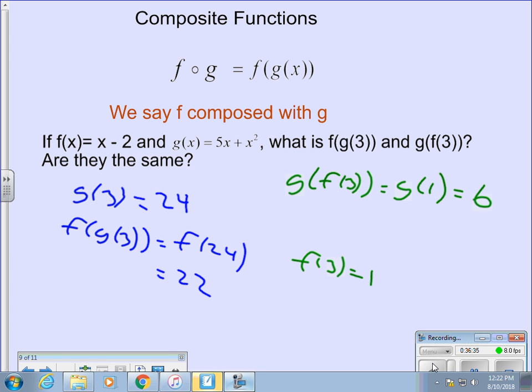Now, if they were the same everywhere, if f of g of x is equal to g of f of x everywhere, and you actually get x for both of them, then they're inverse functions.